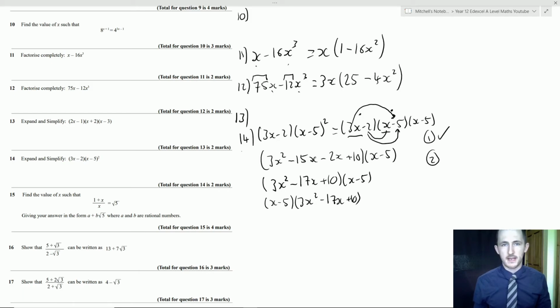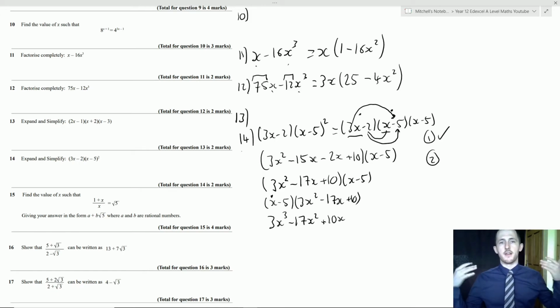So x times 3x squared, we just increase the power of the x by 1, 3x cubed. Next, x times minus 17x, increase the power of the x by 1, minus 17x squared. X times 10 means that there are 10 x's, so plus 10x. And then again, I'd put a little dot on top just to show that I've done the x's. Then you go on to the minus 5s.